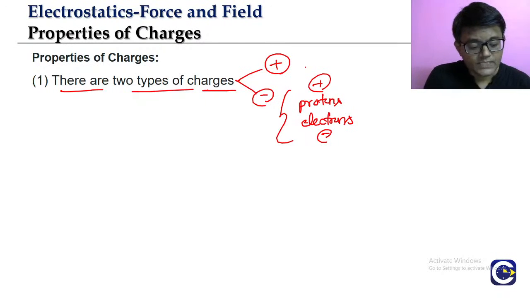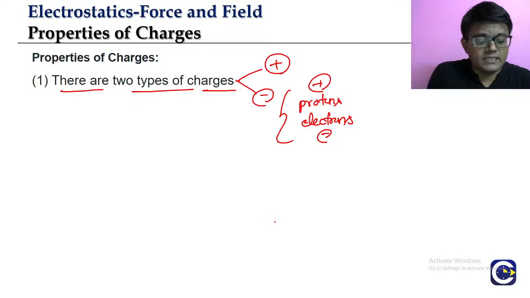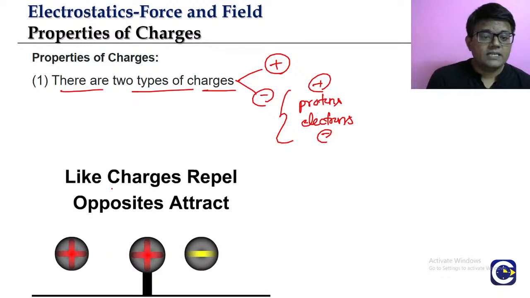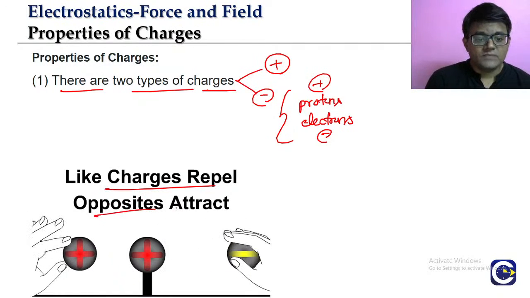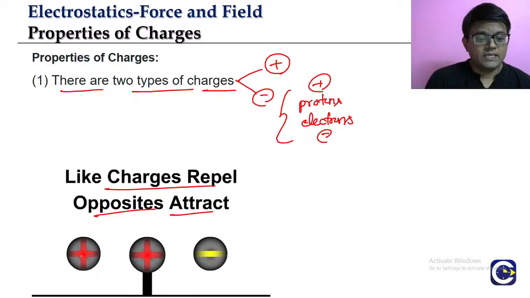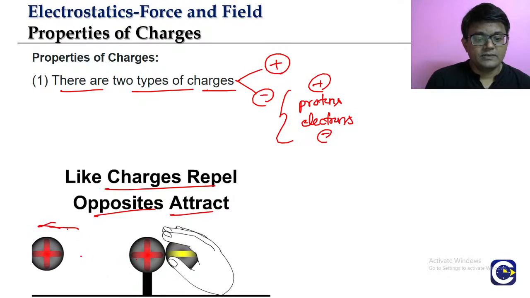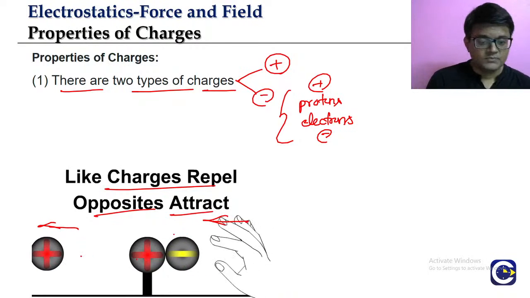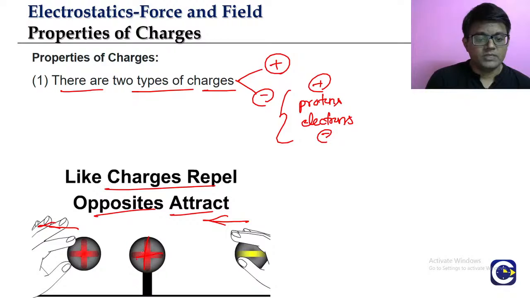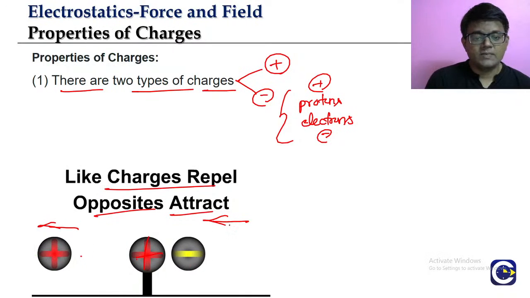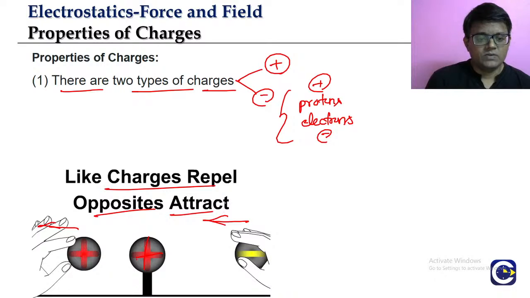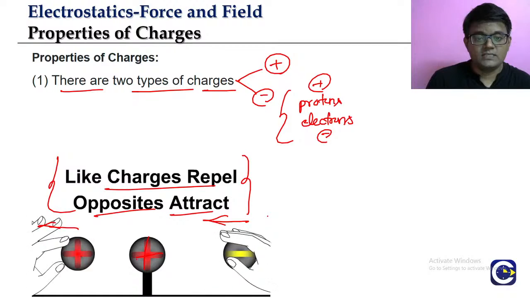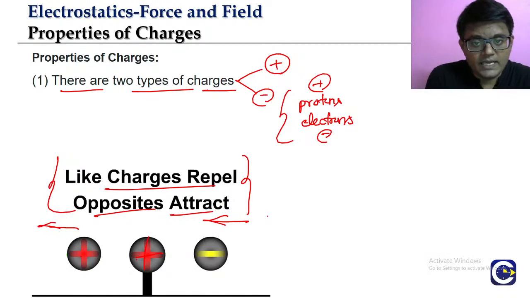How do we understand the difference between the two types of charges? Like charges will repel, and opposite charges will attract. So this is positive, it's getting repelled, and this is negative, it is getting what? Attracted. The positive is repelling the other positive, and it is attracting the negative charge. This is a very popular statement that we will use: like charges repel each other, unlike charges attract each other.